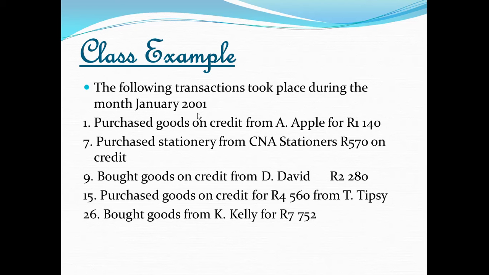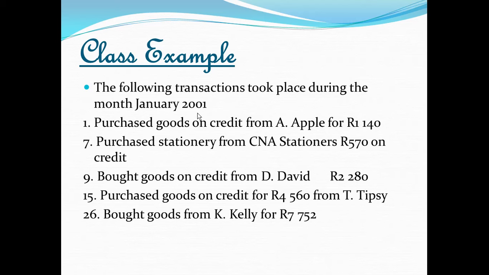This is an example which is on the slides which you can work through on your own time. I'm going to try to work through it with you just by explaining to you maybe one or two of the transactions. So if, for example, by number 1, it says you purchase goods on credit from A Apple for 1,140 Rand. So this kind of transaction would go into the purchases journal. And I know that because it says, first of all, you're purchasing goods, which means it affects inventory. And it says on credit, which is the most important part of this transaction. So the fact that you have purchased something on credit means it goes to the purchases journal.